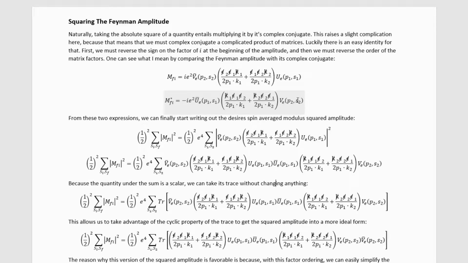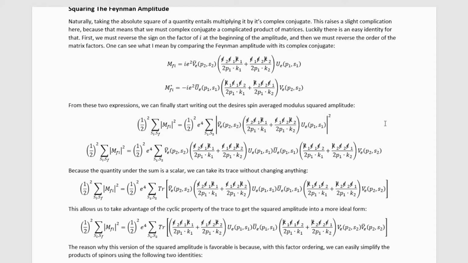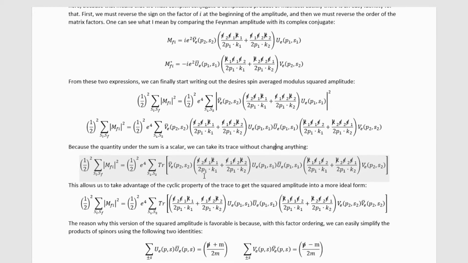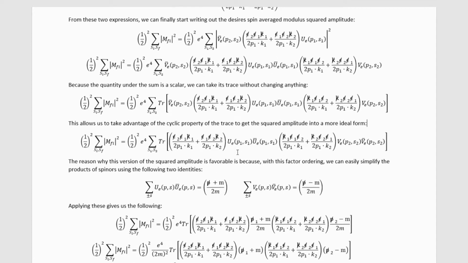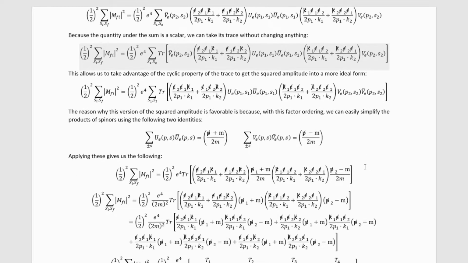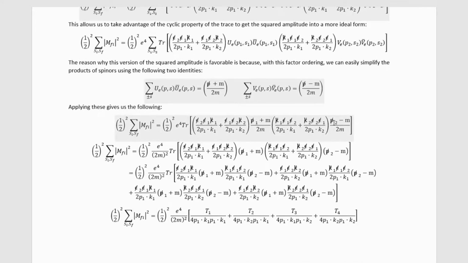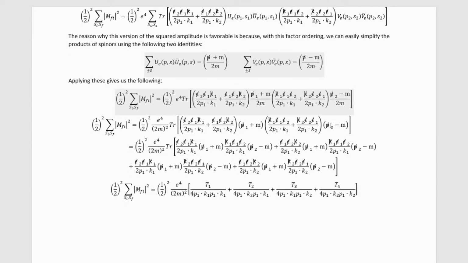From these two expressions, we can write out the desired spin-averaged modulus squared amplitude. So using those results, we can express this like that. And then, because this quantity under the sum is a scalar, we can take the trace of it without changing anything. However, this is advantageous because now we can use the cyclic property of the trace to bring this factor over here, which then allows us to make use of these identities to rewrite these spinor factors, which are hard to deal with, as these easier to deal with factors. Substituting those in gets us to this, and then we can pull out these denominators, getting us to this.